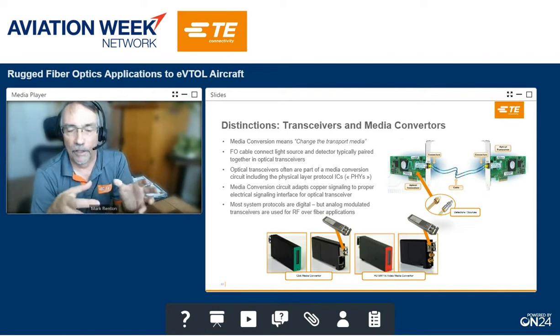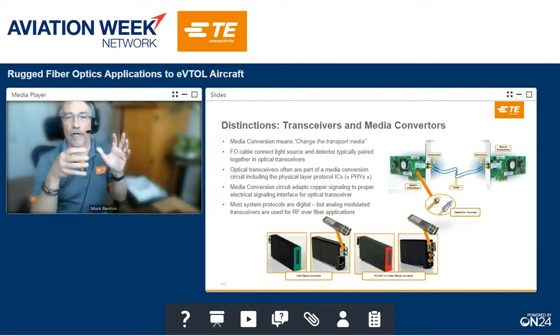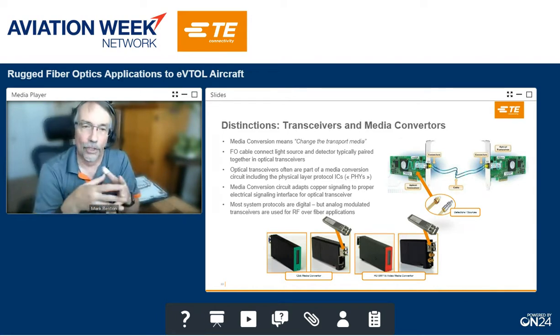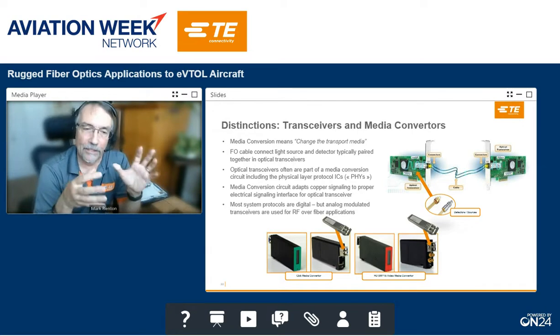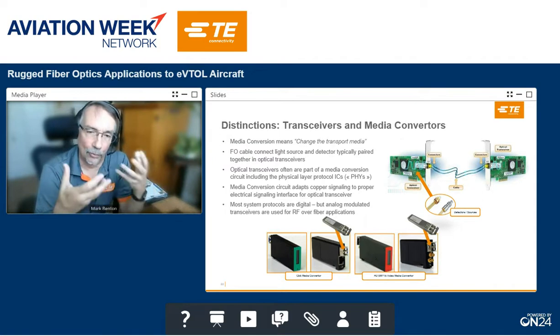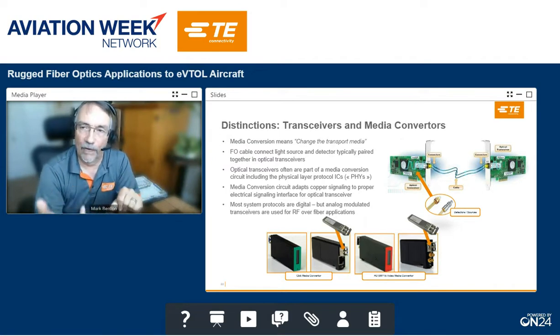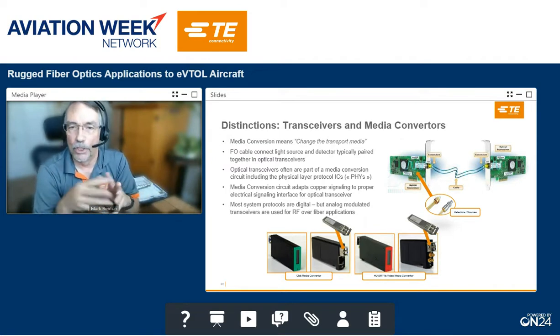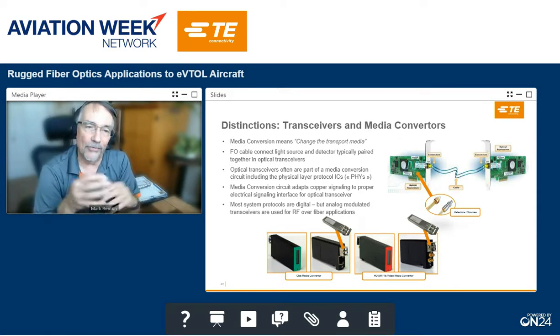And so often in a media converter, you will find some physical layer chip called a PHY chip that takes that external world electrical connection and converts it into an electrical format that a fiber optic transceiver can use to then do the final conversion back and forth to light. And that's what a media converter does. It really does that conversion for you.